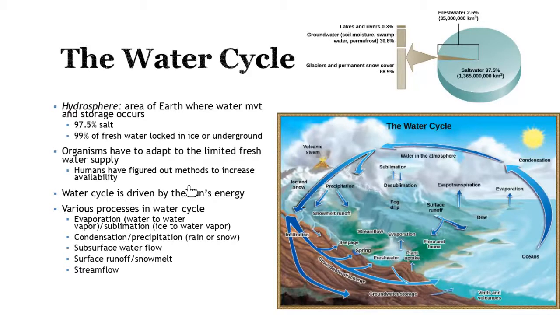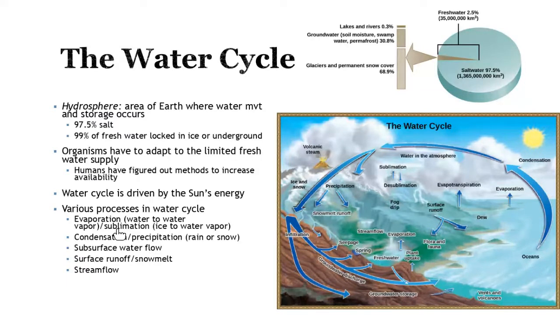Now, we have to adapt because we need fresh water. We are figuring out ways to get more availability, and it's kind of interesting. We have all this salt water, so desalinization is a process that people are looking at. Now, water, I want you to appreciate, is really driven by the sun's energy. So you've heard of evaporation and condensation before. Evaporation is where we go from water to water vapor. So think about it on the surface: the sun's going to come and cause evaporation, and eventually it condenses into the clouds.